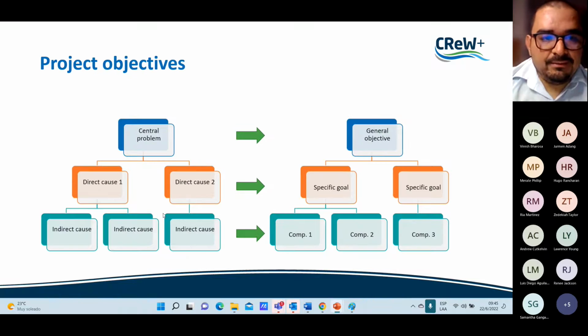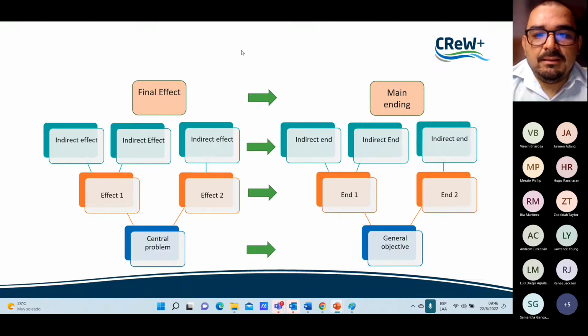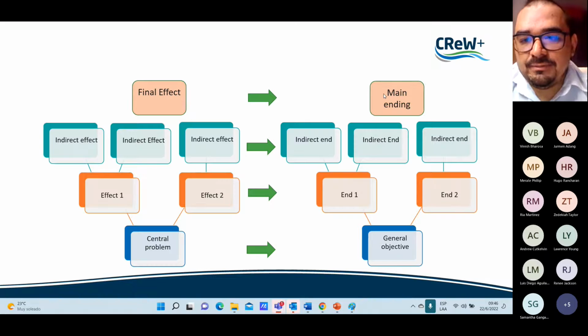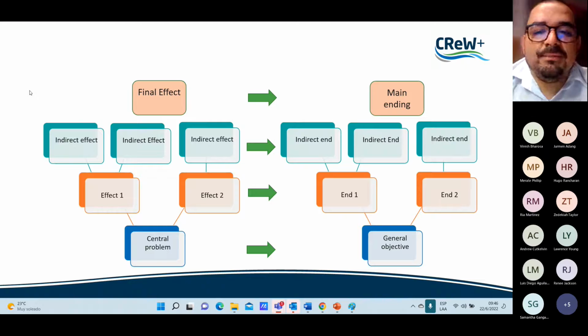Remember this was the cause tree, right? The cause tree of the problem tree. Now this is the objective tree of the general objective. Then remember we have the central problem and also the effect tree in the problem tree technique. This transforms into the end tree of the objective tree. So the central problem again becomes the general objective. Effect 1 and effect 2 become end 1 and end 2. The indirect effects become the indirect ends, and the final effect becomes the main end. And in this logic, we use the problem tree to design the objective tree.